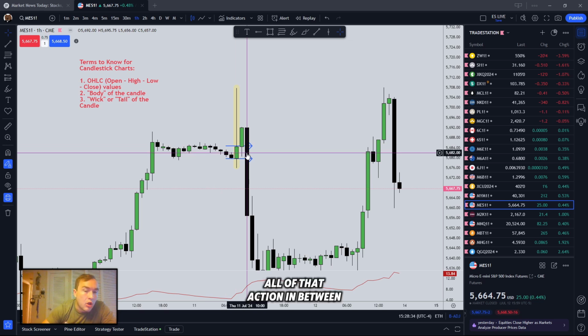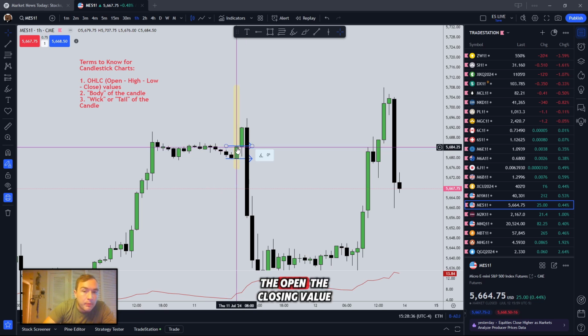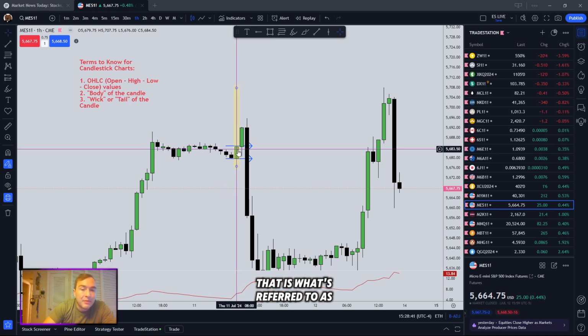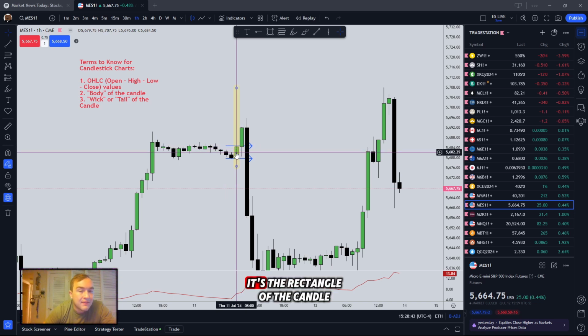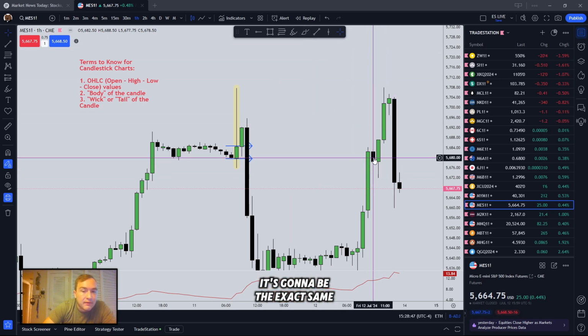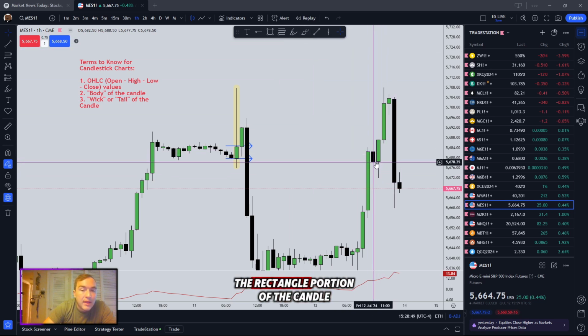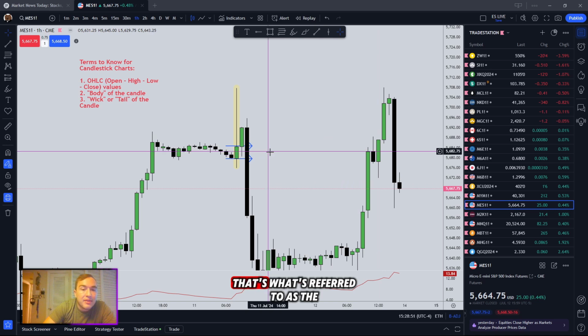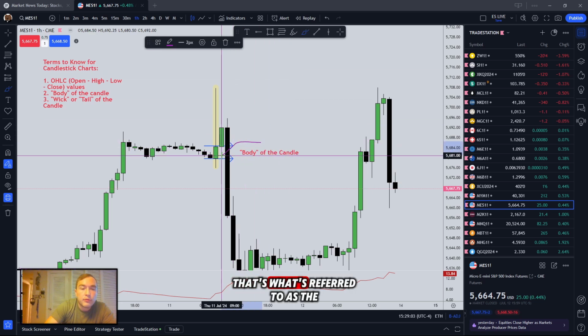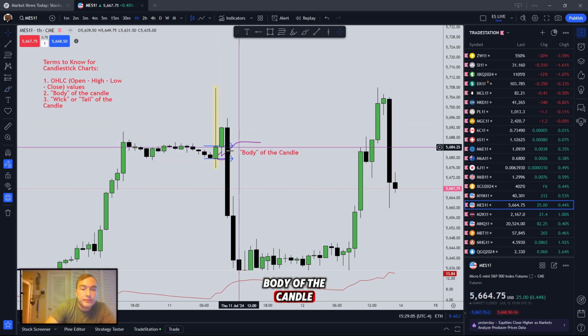Well, guys, all of that action in between the open and the closing value, that is what's referred to as the body of the candle. In other words, it's the rectangle of the candle. On a black candle, it's going to be the exact same thing. It's just going to be the rectangle portion of the candle. That's what's referred to as the body of the candle. Okay?